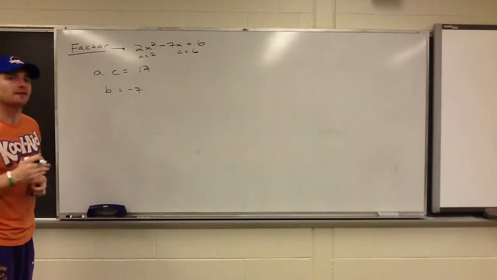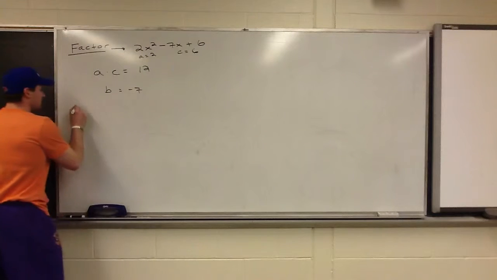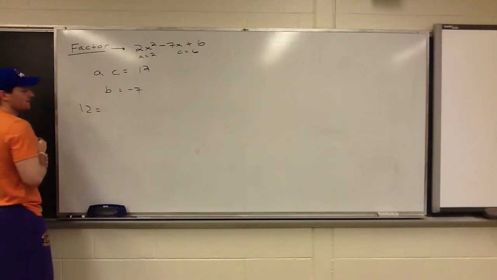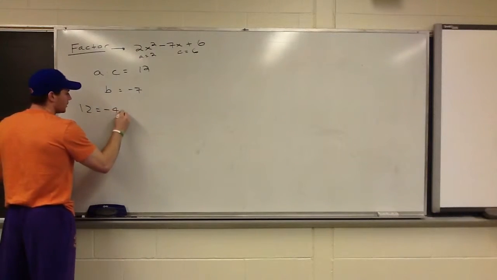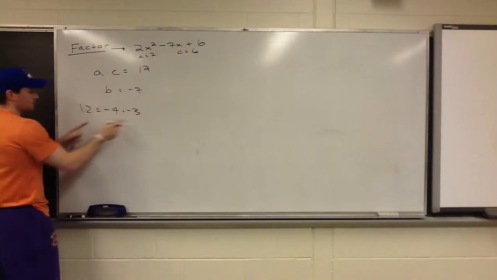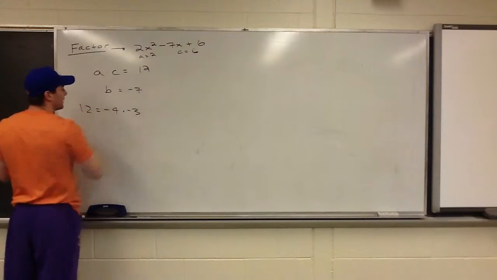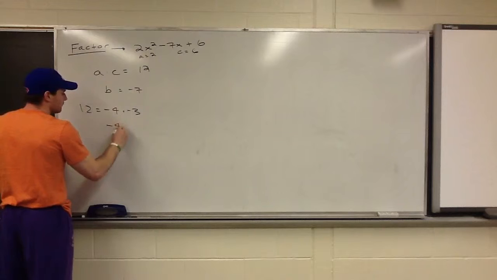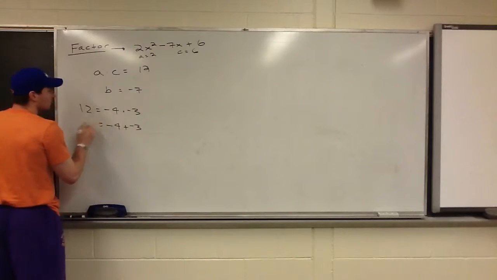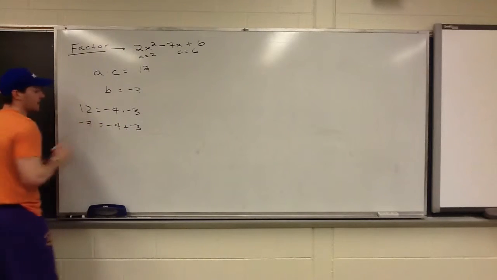And immediately we figure that out. We understand that 12 can be factored down to negative 4 times negative 3. Boom. Satisfies product AC. And negative 4 plus negative 3 will also satisfy our sum of negative 7.